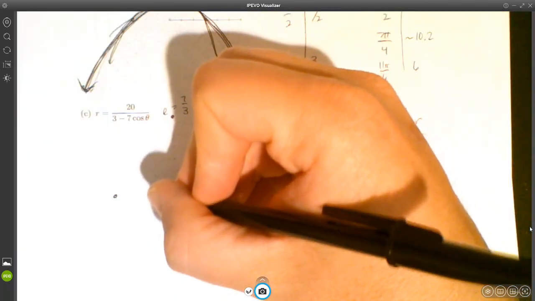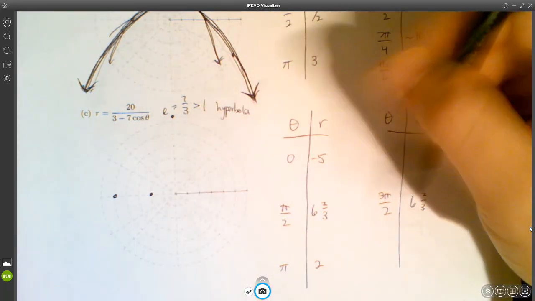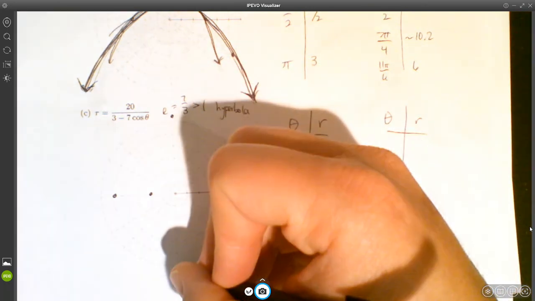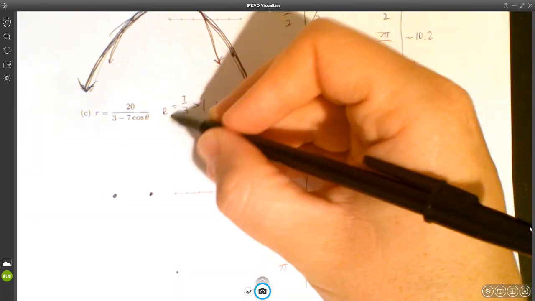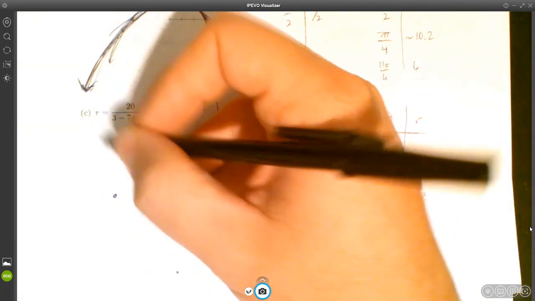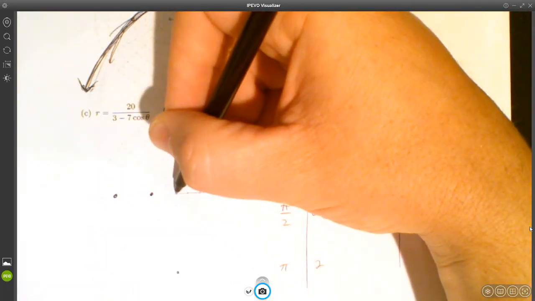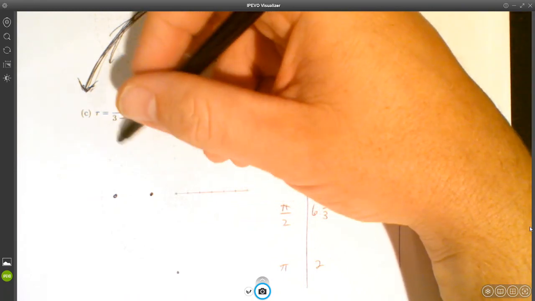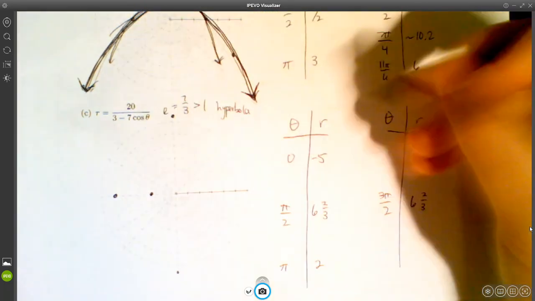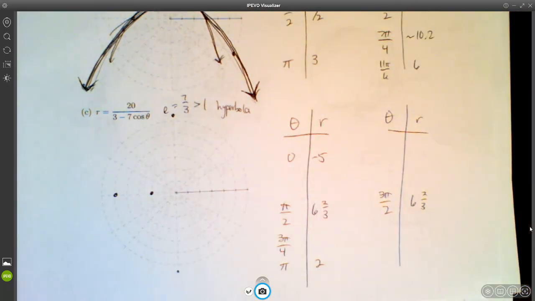Oh, yes. Okay. I think I see what's happening. And then we have 3 pi over 2, 6 and 2 thirds. 1, 2, 3, 4, 5, 6 and 2 thirds. So I think these 3 points are the right-hand branch of the hyperbola. And then I think this point represents the left-hand branch. Well, if that's true, then I'm either going to have to plug in 3 pi over 4 or maybe 7 pi over 4. I'm not sure which one will get me what I want, but let's try 3 pi over 4.